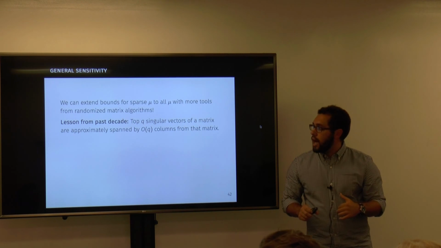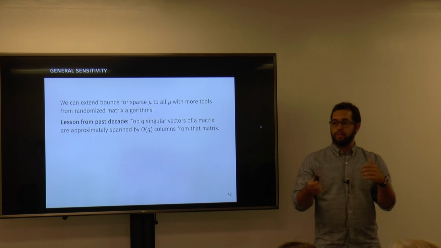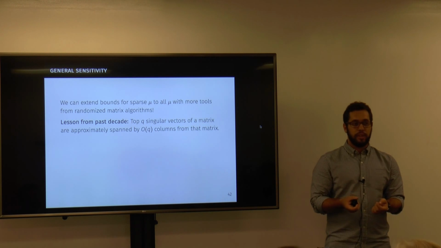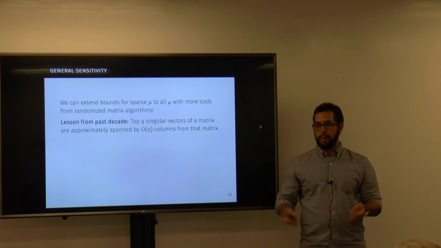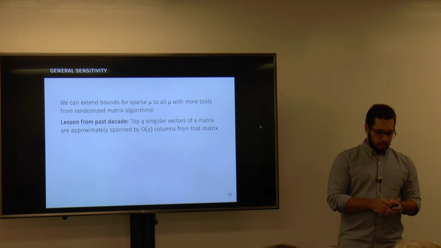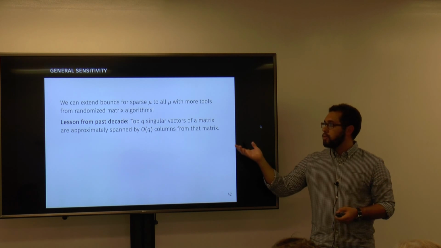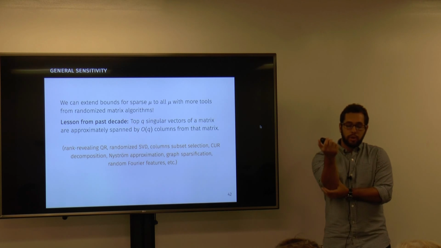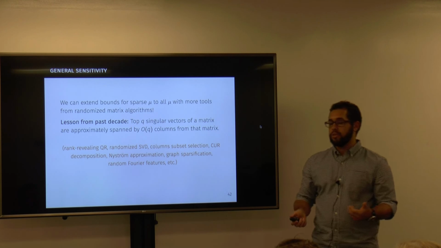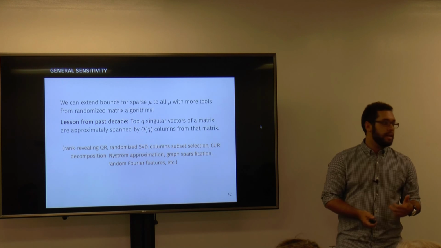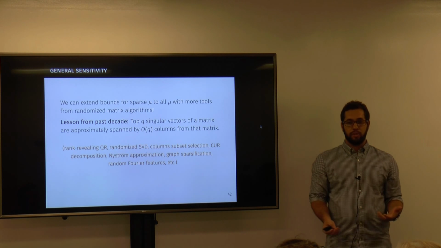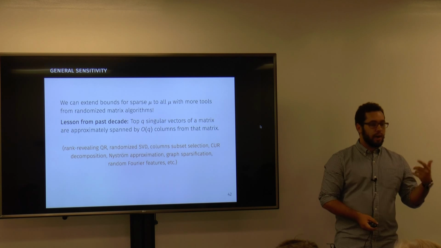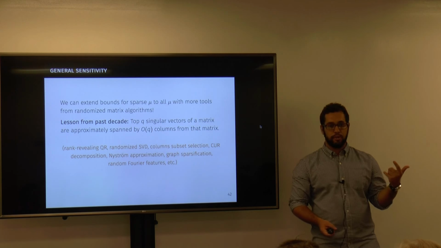What we do is show how to take this result for sparse Fourier functions and translate it into a bound on the sensitivity for any prior on the power spectral density. And the way we do this is by using some other tools from matrix sampling. One of the lessons we've learned in the past 10 years of research on randomized linear algebra is that if I want to approximate a matrix with a low rank matrix, I usually do this by finding the top k singular values of that matrix.